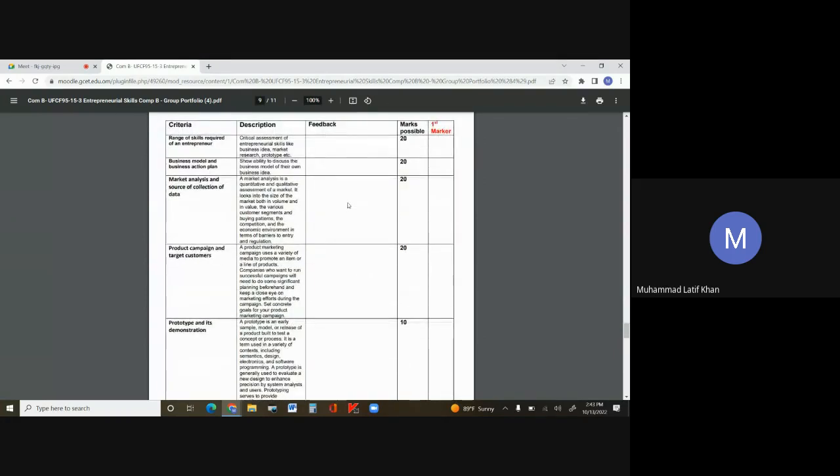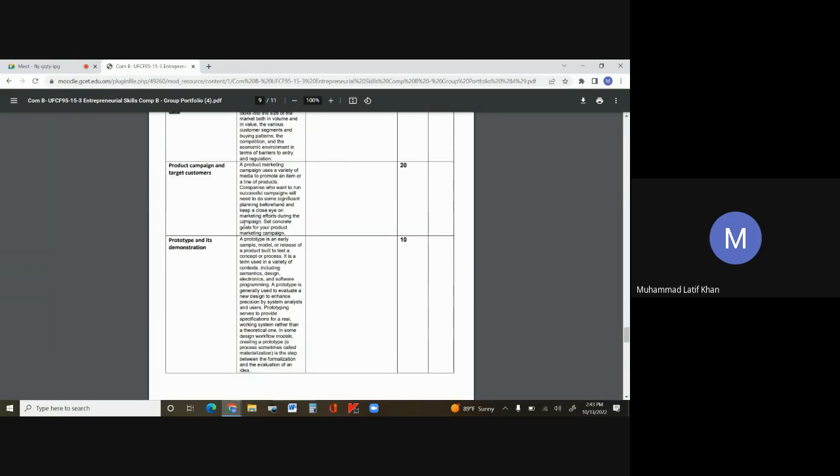Please keep in mind the range of skills required of an entrepreneur. You have covered many skills over here, for 20% of the marks. Business model, you have covered. Do you follow the business model or not? If you follow all these points, it means you have developed your own business model. Market analysis, have you done it or not? Product campaign and target customers, whom you have identified.